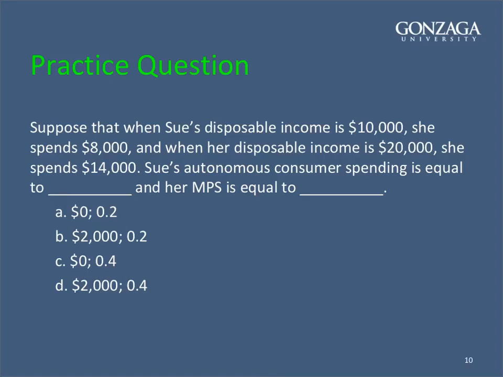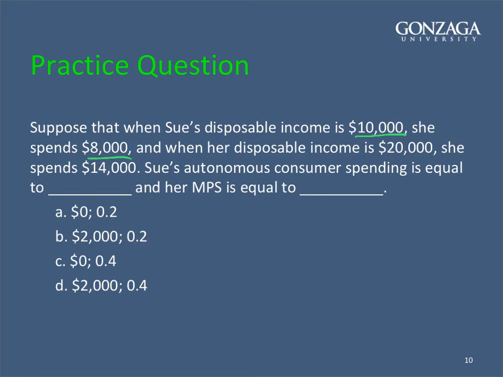So let's do a practice question. Suppose that when Sue's disposable income is $10,000, she spends $8,000. And when her disposable income is $20,000, she spends $14,000. Sue's autonomous consumer spending is equal to blank, and her MPS is equal to blank. So we basically are trying to find the slope of this consumption function. So how do you answer this question?